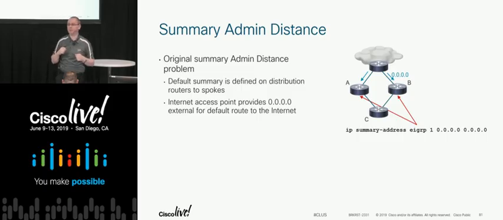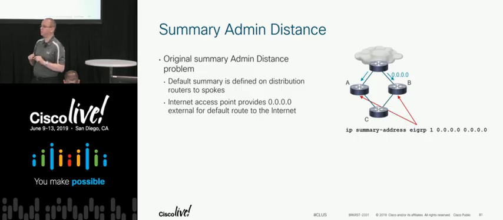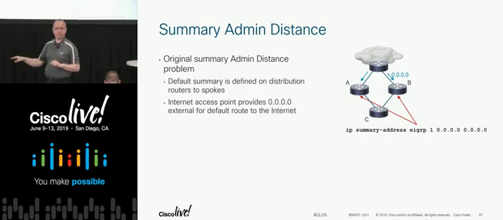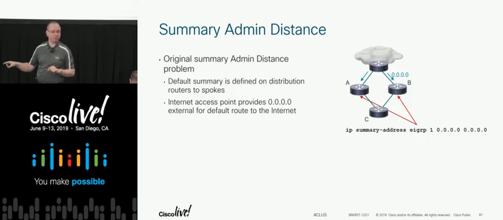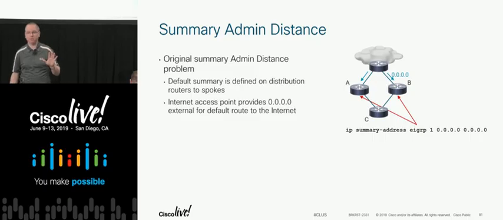Now, what typically happens is that because we summarize into a default route on A and B, we also create this discard route pointing to Null0 to prevent routing loops. And the discard route has an administrative distance of 5, which is very good.